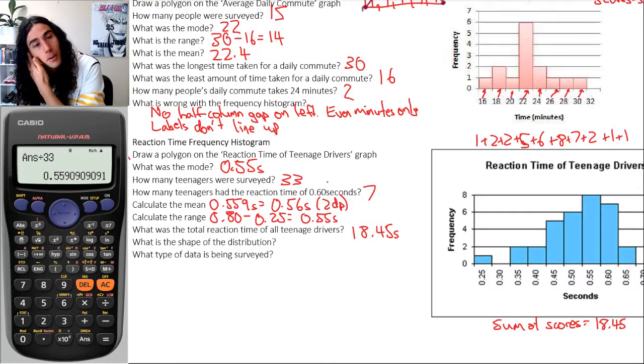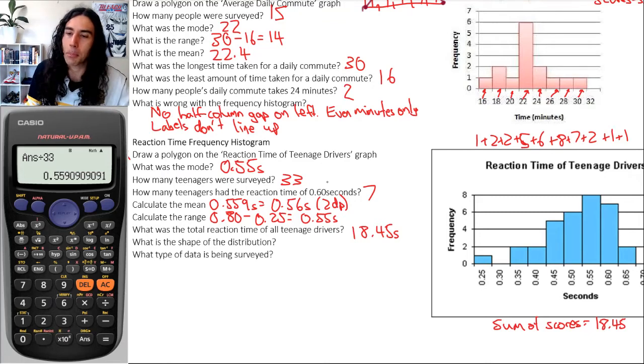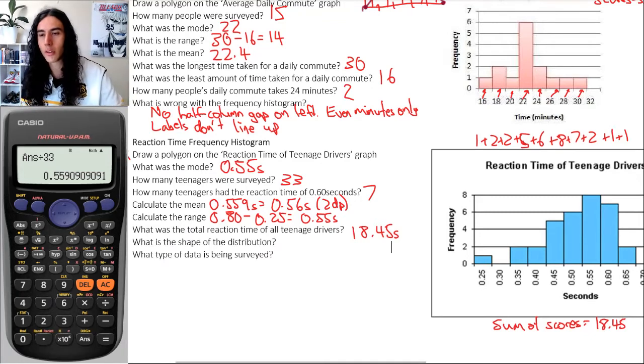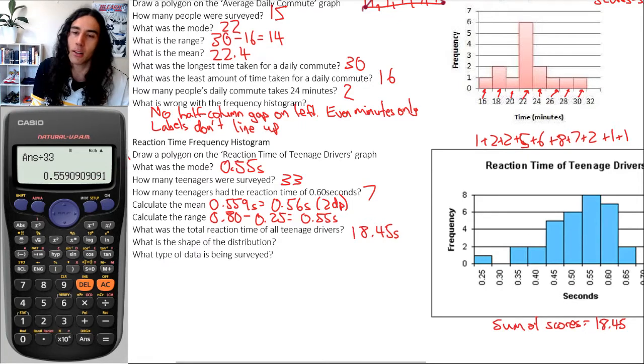And the shape. Now this is good. So shape in the data. Last 2. Shape. Is this symmetrical? No, it's not symmetrical. So is it skewed left or is it skewed right? Is it positive or negative? So I'd say it's skewed that way. So we call that negatively skewed. So skewed to the left.